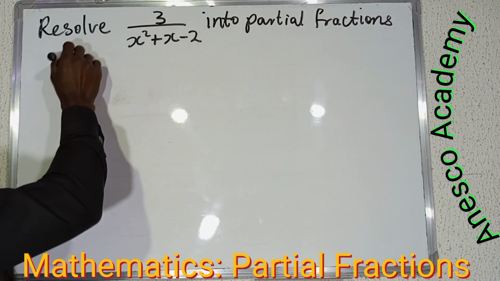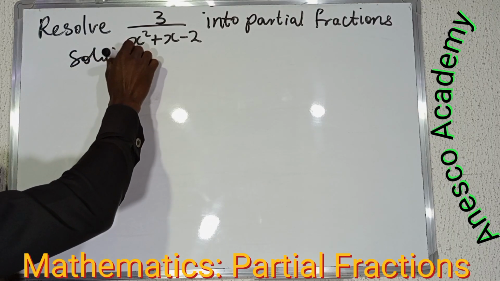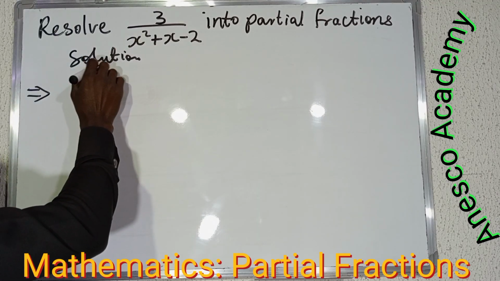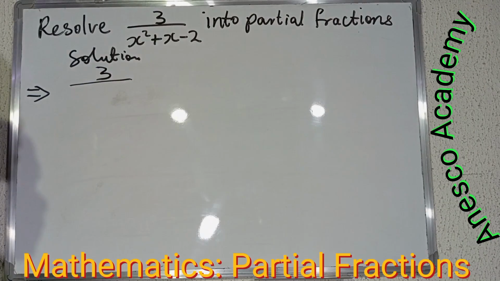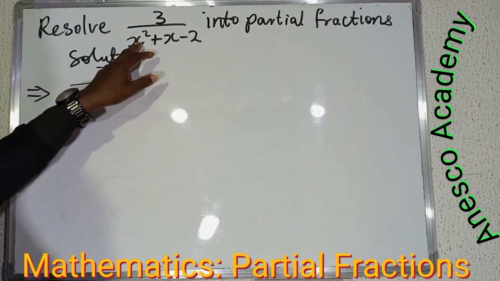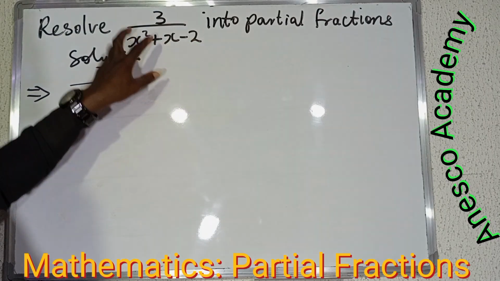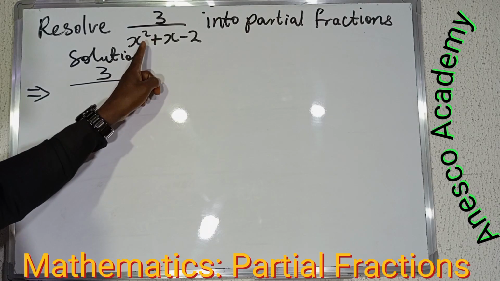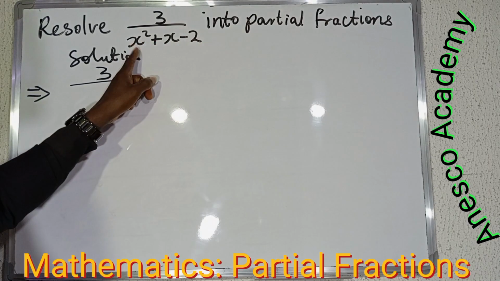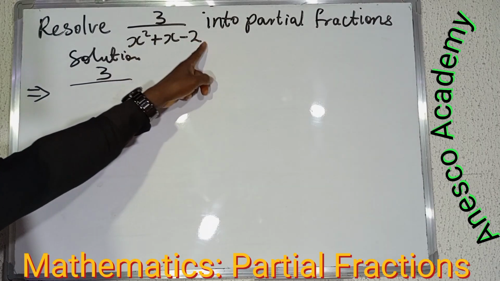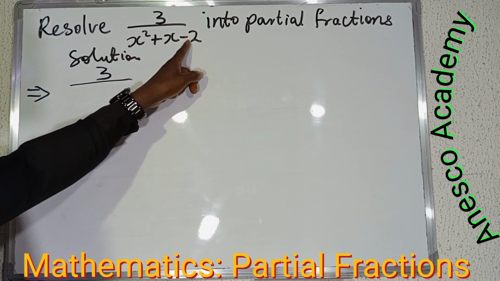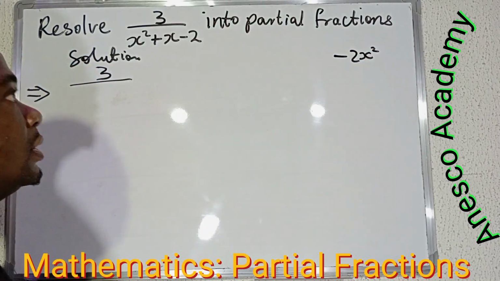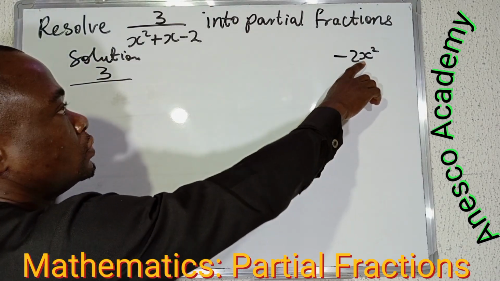Okay, solution. Step 1 is to factorize this. So this is 3 all over x squared plus x minus 2. I've explained several times how to factorize a quadratic equation. This is just a quadratic equation. We can call this a, b, c. So for you to factorize, you multiply a times c. x squared times minus 2 gives us minus 2x squared. Now, what are the factors of minus 2x squared?